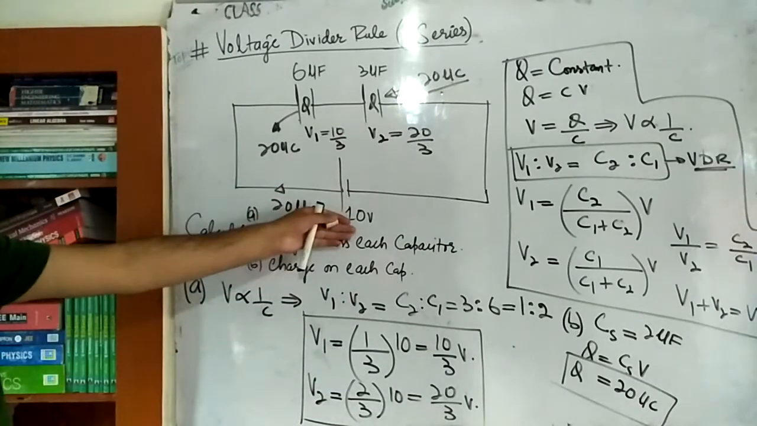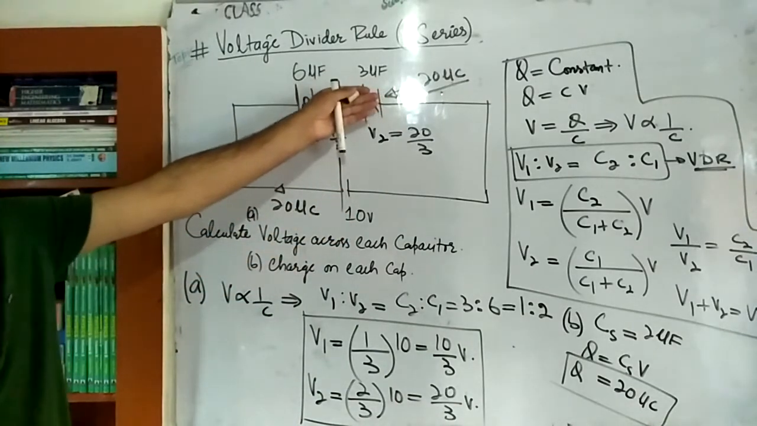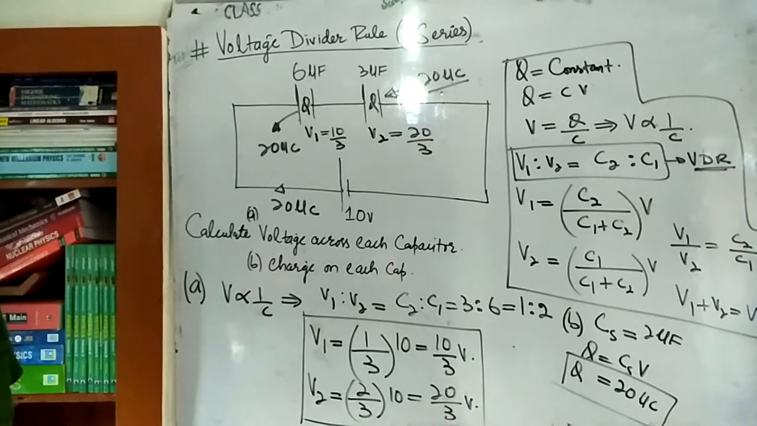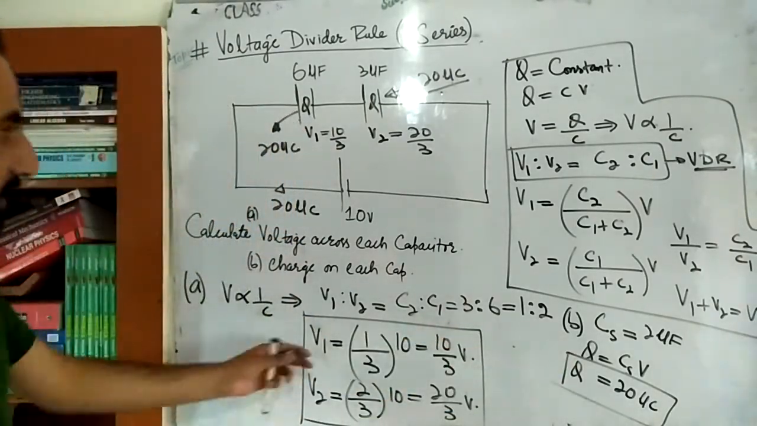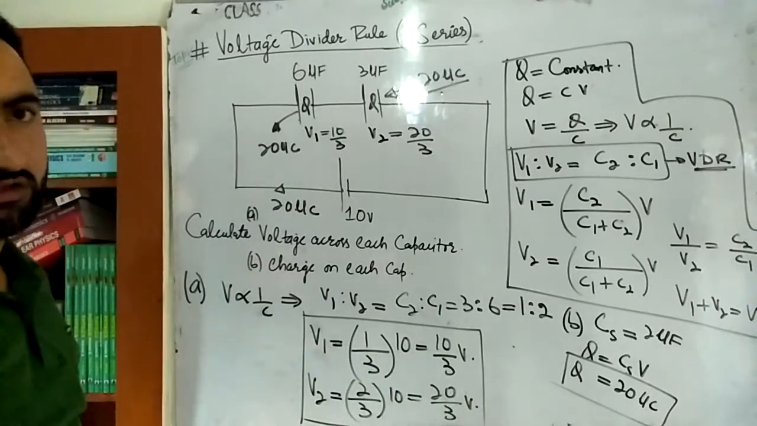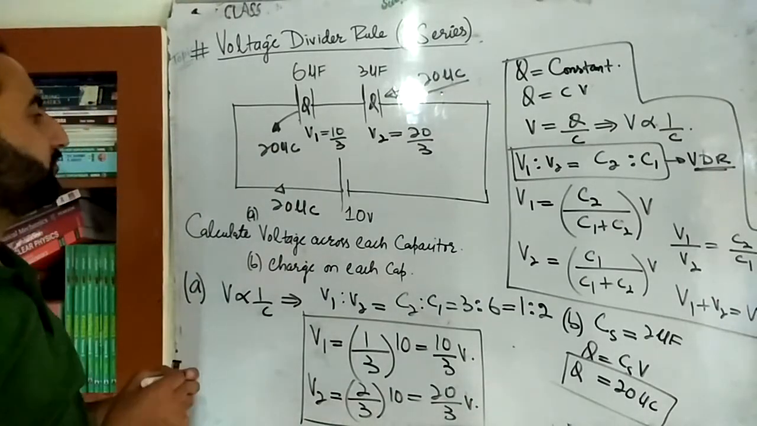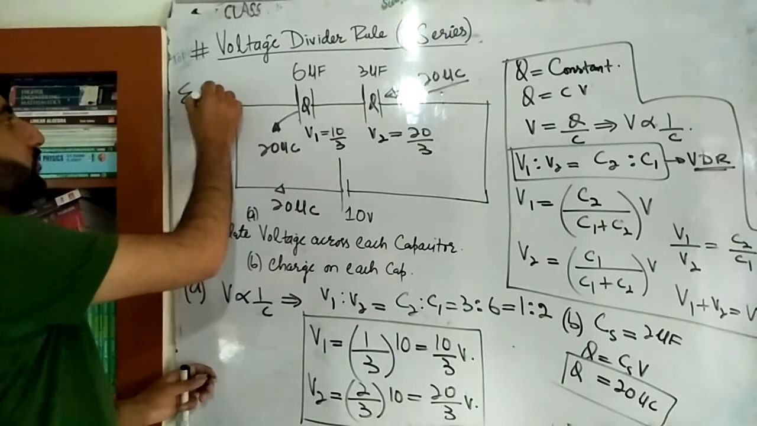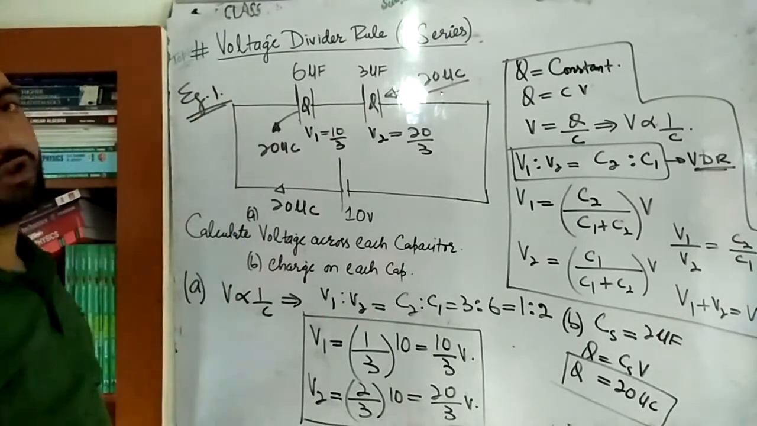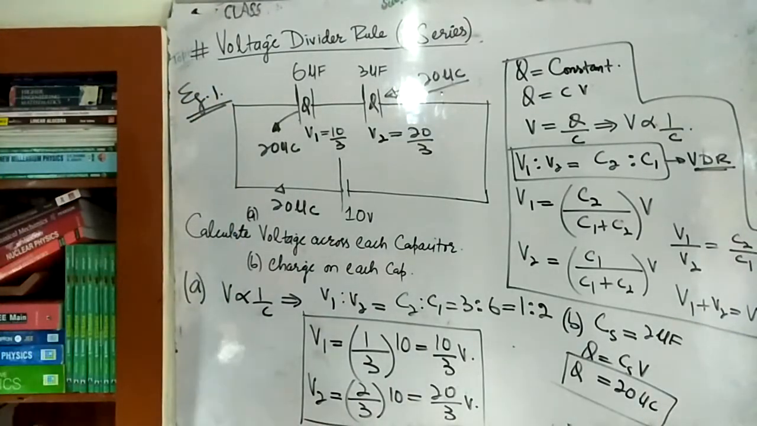Now, this is 10 volt, 6 and 3 in series is 2, so 2 10s are 20, so Q will be equal to 20 microcoulomb. So we are done with Q, and we are done with the potential difference as well. Is it clear to you? We'll do one more example on this. Suppose this is example number 1. Let's do example number 2 as well. So pause the screen and write it down.